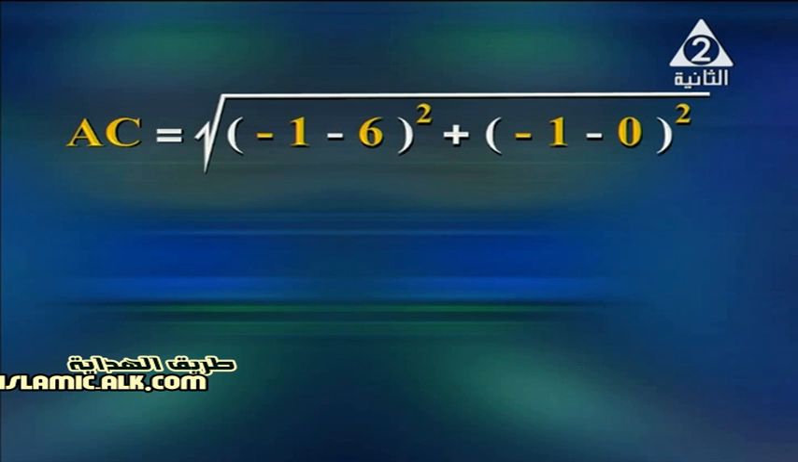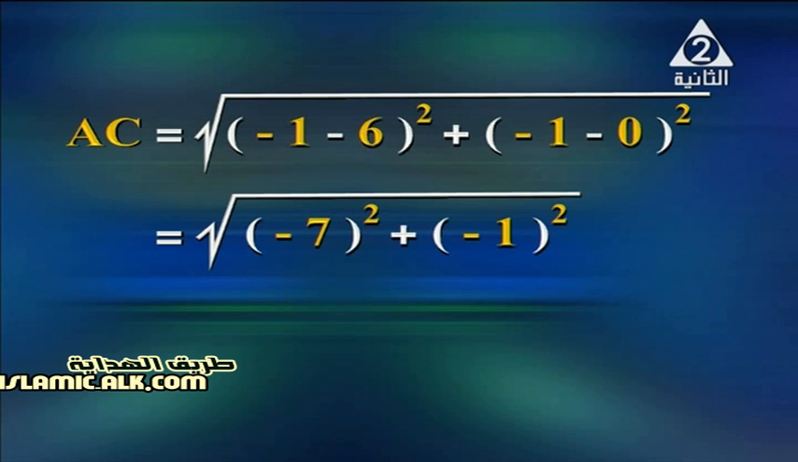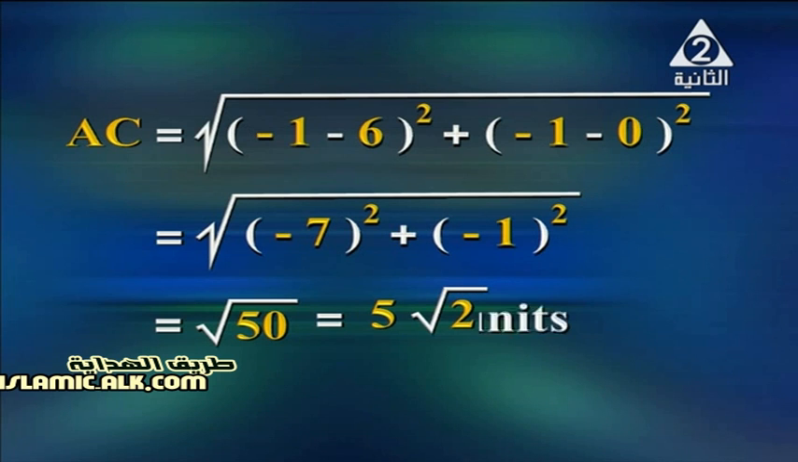What about the length of AC, the diagonal AC? It is square root of (negative 1 minus 6) squared plus (negative 1 minus 0) squared, to obtain a result of square root of negative 7 squared plus negative 1 squared, to obtain a result of square root 50, and this will lead us to 5 square root 2 units.